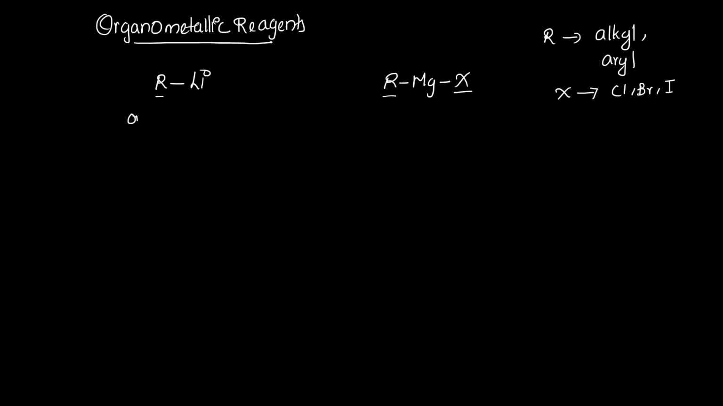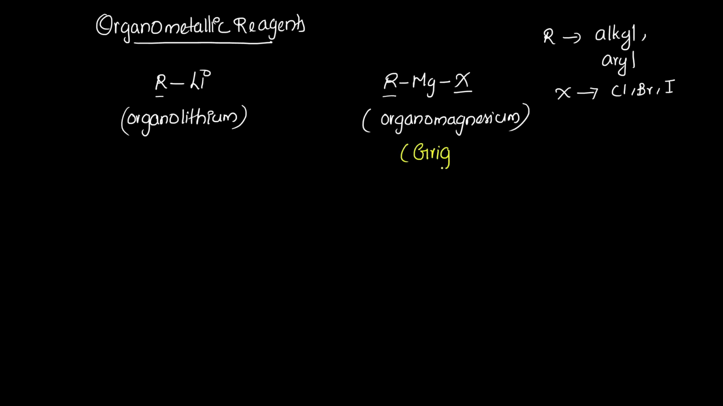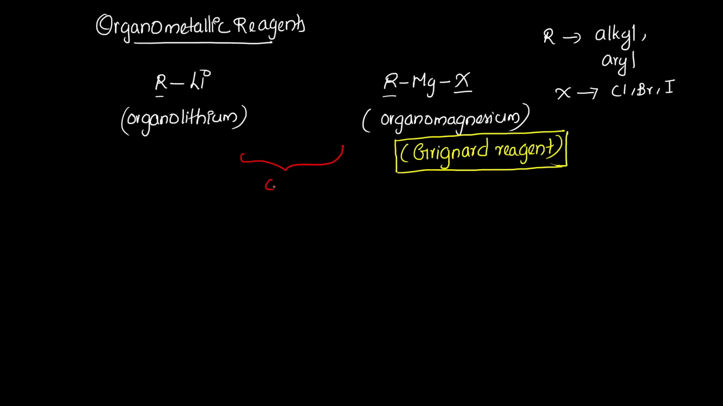The reagent which contains lithium, we call it an organolithium reagent, and the one with magnesium we call an organomagnesium reagent. The organomagnesium reagent is also known as Grignard reagent. This is a very important name for organomagnesium reagent. They are generally known as Grignard reagent. These two reagents can be used for carbon-carbon bond formation.